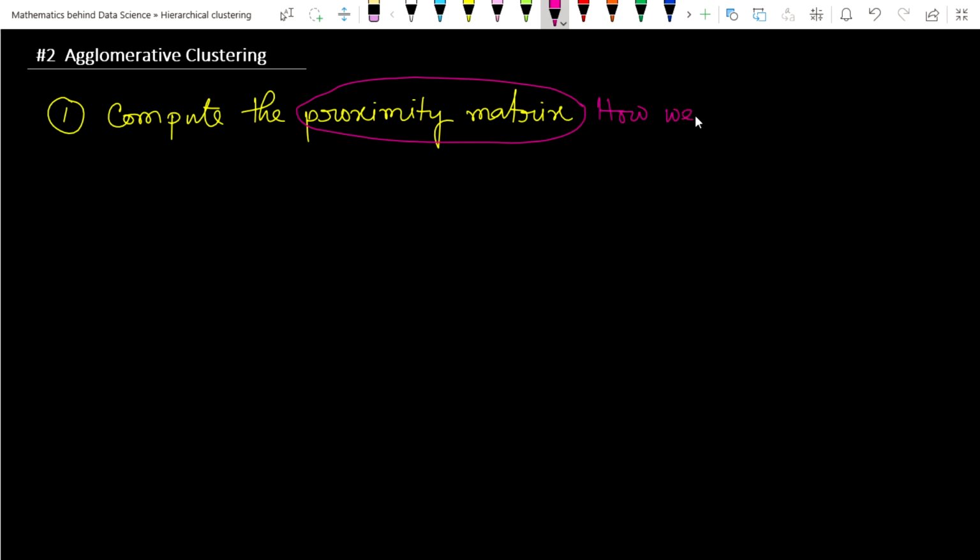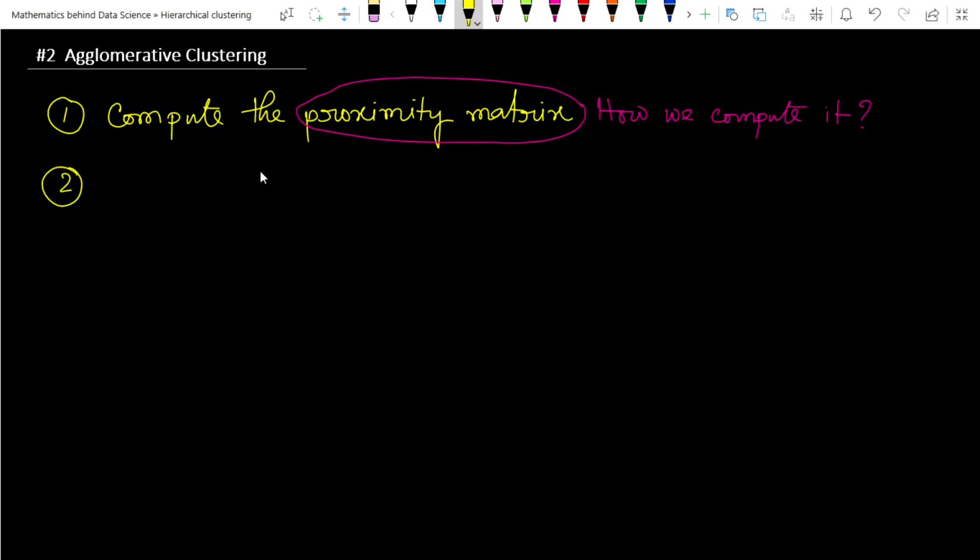How we will compute it, we will see. Just now, first write the step. After writing the steps, we will see how to compute the proximity matrix. Okay. First write the step. What we have to do first.